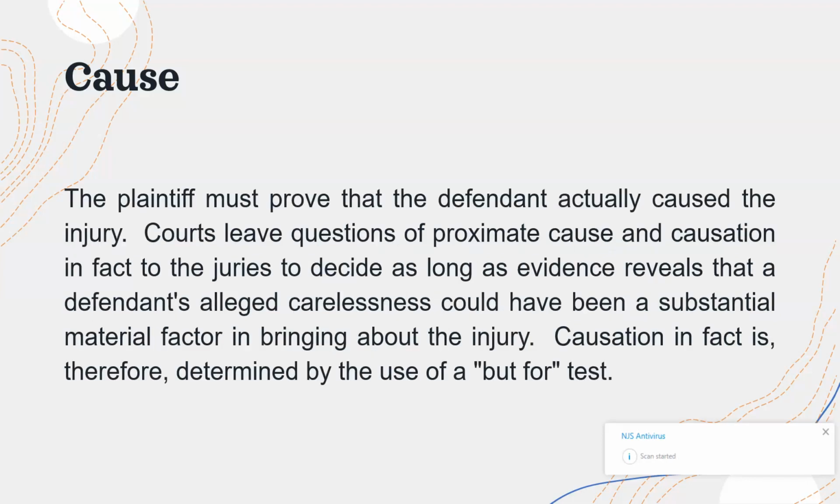A plaintiff must prove that the defendant actually caused the injury. Courts leave questions of proximate cause and causation in fact to the juries to decide, as long as evidence reveals that a defendant's alleged carelessness could have been a substantial material factor in bringing about the injury. Causation in fact is therefore determined by the use of a so-called but-for test. But for the defendant's negligence, would the injury have resulted?